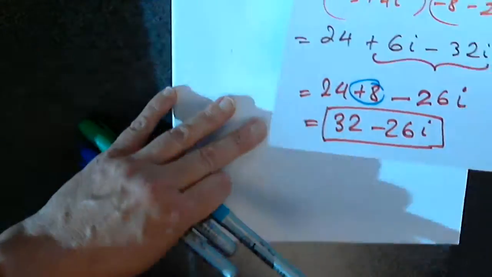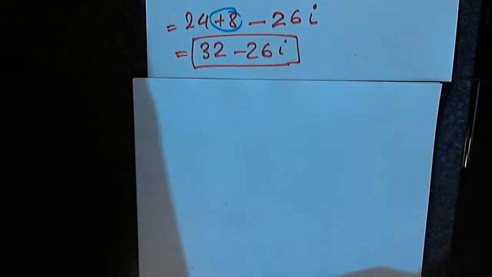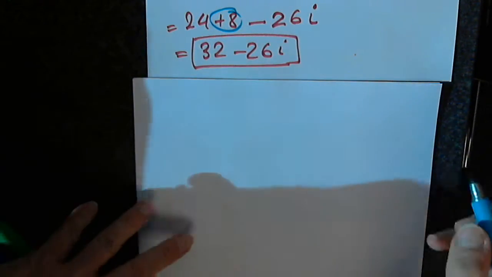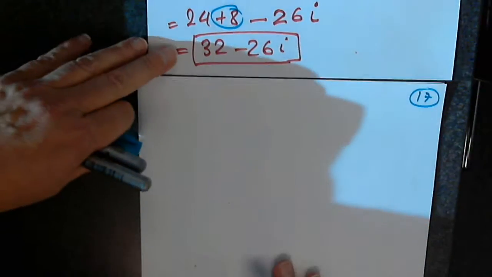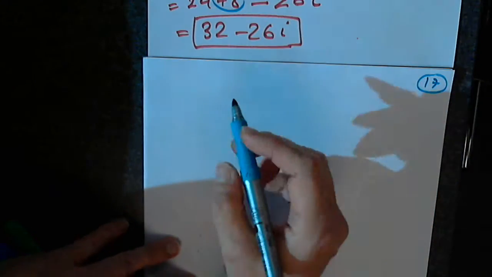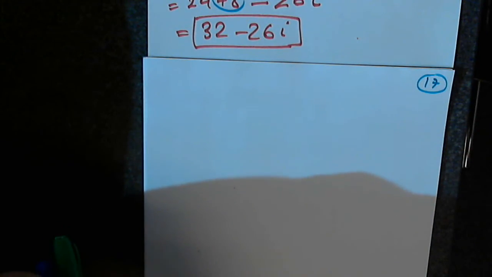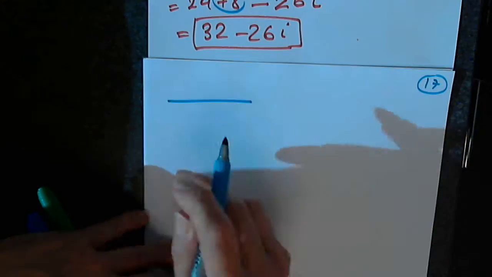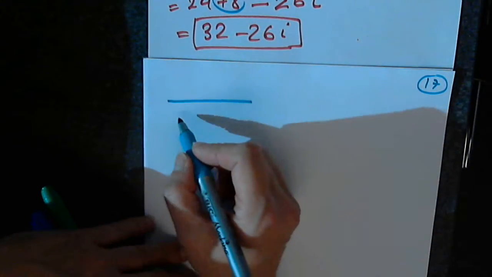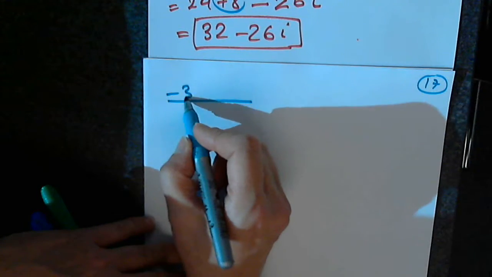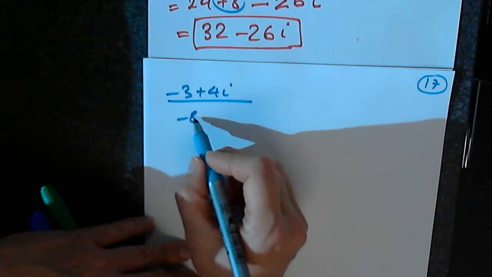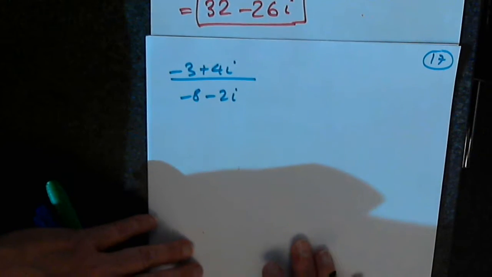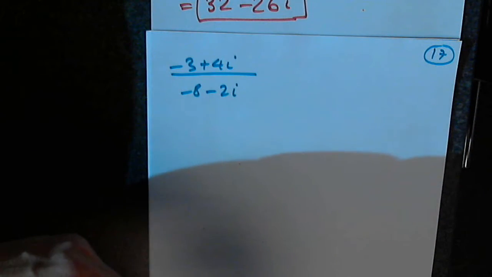So now let's talk about division. Addition, subtraction, multiplication are kind of straightforward, I would say. But division is not that straightforward in a way. Which one would you like to divide by? Because we have these two. You choose which one you want to divide by. In the numerator? Okay. Negative 3 plus 4i and negative 8 minus 2i.